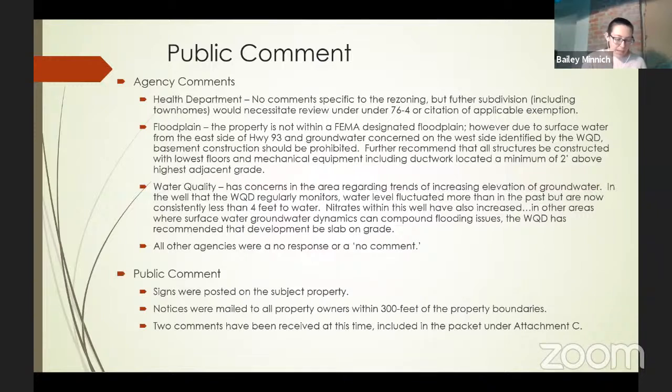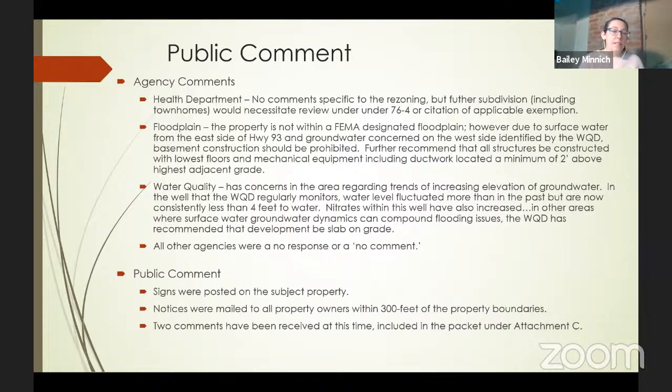The floodplain administrator did state that due to the surface water from the east side of the highway, as well as groundwater concerns on the west side of the highway that were identified by the Water Quality District, he is recommending basement construction be prohibited. And he's the one that put the language for the ductwork, including ductwork, everything is 2 feet above the highest adjacent grade. And as I said, it's not in a designated FEMA floodplain, so that's different than just the observed surface water that we have.